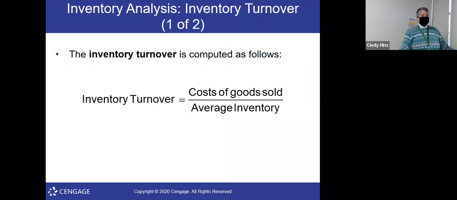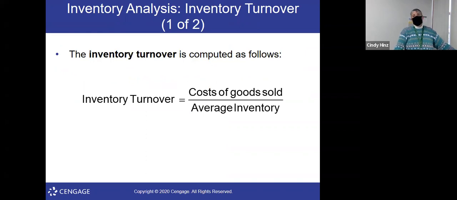So this is the calculation. I'll go back to that previous slide in a second. This is the calculation for inventory turnover. Cost of goods sold. I don't know why that says costs of goods sold. That's an odd way of writing that. I'm going to call that a typo.